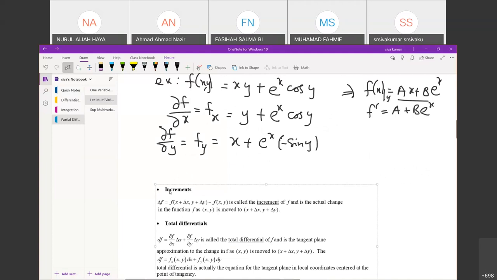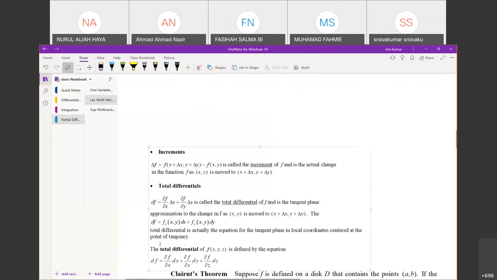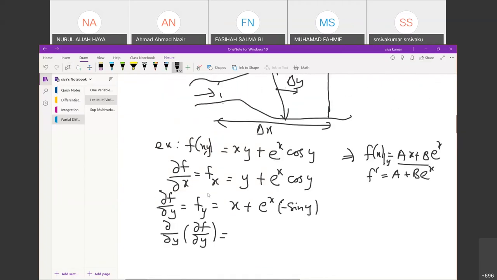Now, the next one. We go for the next try. Based on the top one, we use this. Can I say y? Okay, del f. We will take del y first. Can you solve this? Bring this one down straight away here. Give a try. Oh, I don't have space. Now I'm doing the second del y. What am I supposed to get? Okay, give a try.